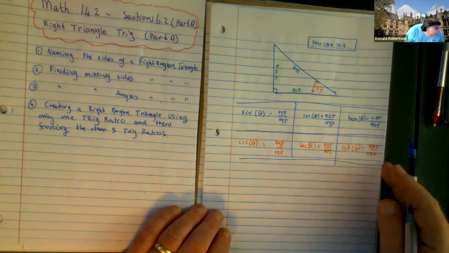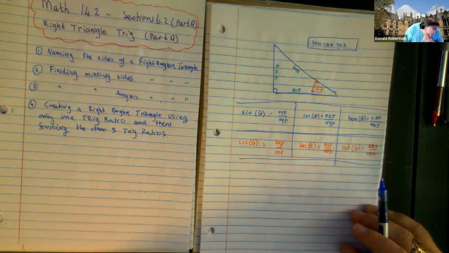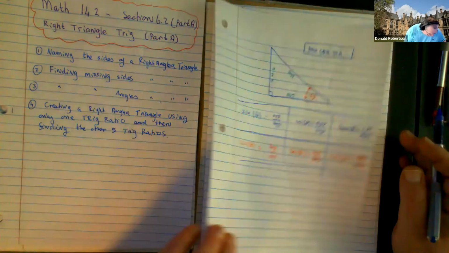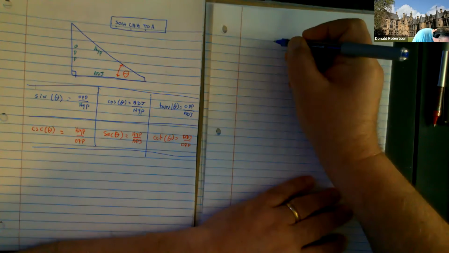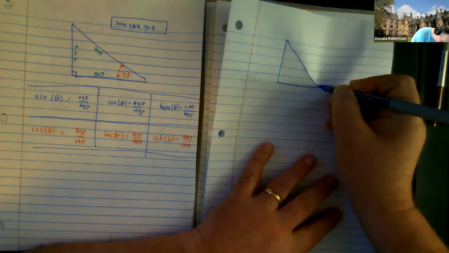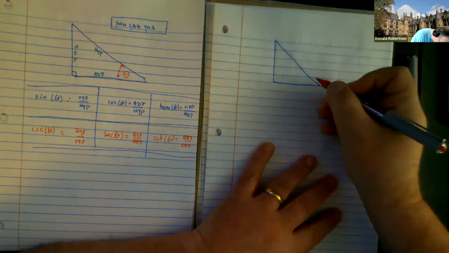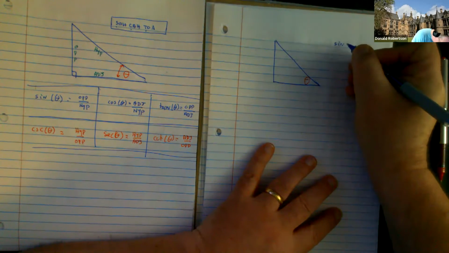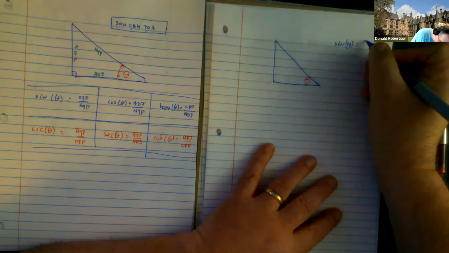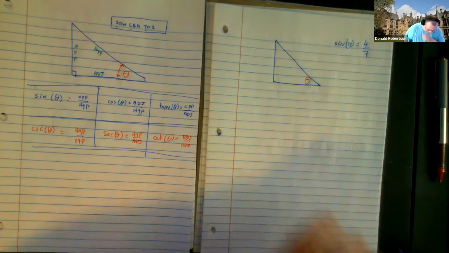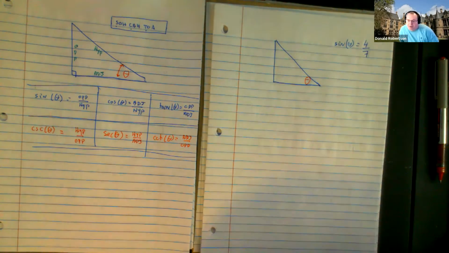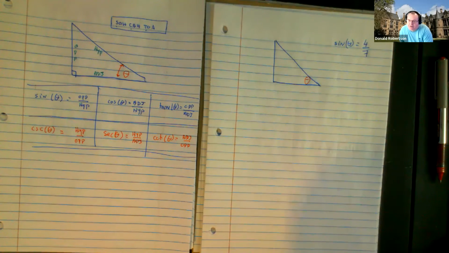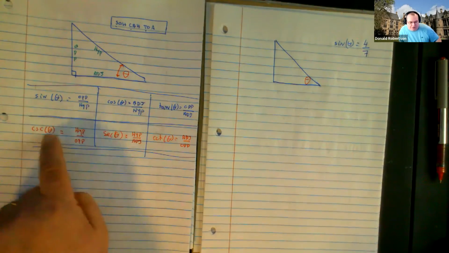So let's show you some questions involving finding the other trig ratios. Suppose I gave you a right-angled triangle with angle theta, and I tell you that the sine of theta is 4/7. And I ask you to draw the triangle and find the other 5 trig ratios. So you know that one, and our job is to find the other 5.